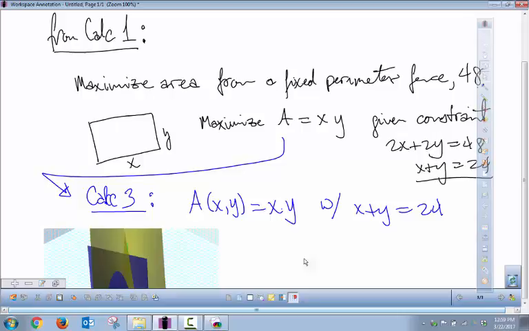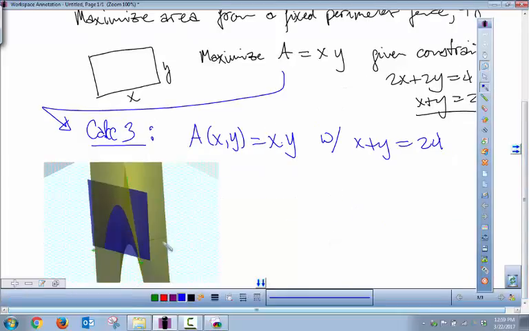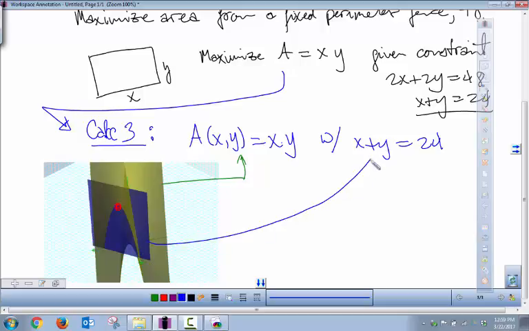so it looks like by looking at this picture, we can see a point that we might be interested in. So this is the graph. The yellow is the graph of the area function, and then the plane here is the graph of the constraint.